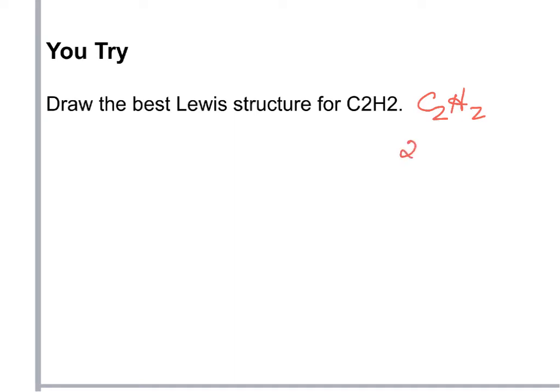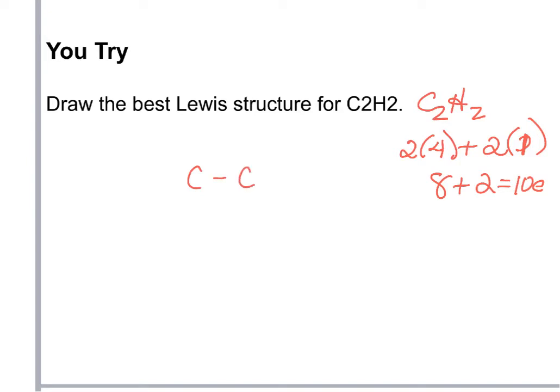So we have 2 carbons. Each one has 4 valence, and we have 2 hydrogens. Each hydrogen has 1 valence. So we have a total of 10 electrons again. Now, we know hydrogen always has to be an external atom. It can only make 1 bond, so I know hydrogens have to go on the very ends. They can't ever be in the middle.